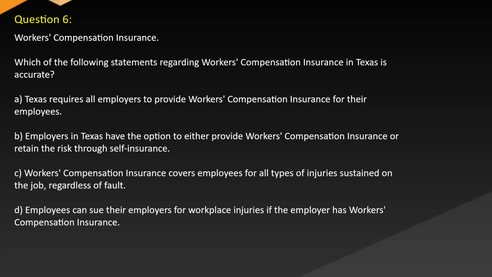C. Workers' compensation insurance covers employees for all types of injuries sustained on the job, regardless of fault. D. Employees can sue their employers for workplace injuries if the employer has workers' compensation insurance.